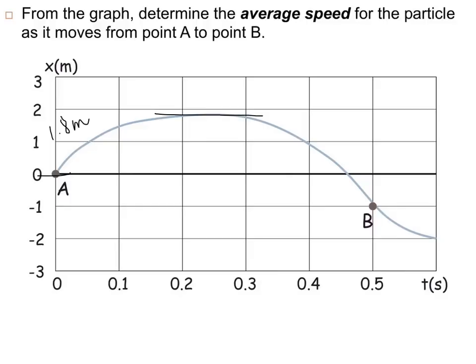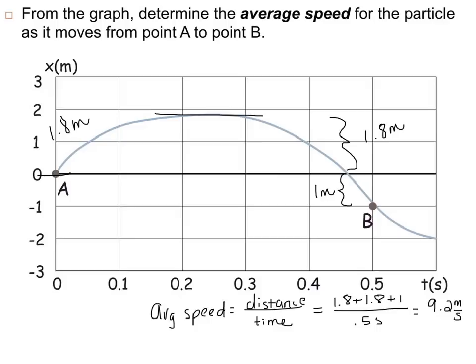You can go ahead and say 1.9 also, that's okay too. From here to here, we traveled another 1.8 meters. And from here to here, we traveled 1 meter. Yes, it is in the negative direction, but for speed, we're only concerned about positives, because it is a scalar. Putting it all together, our average speed is distance over time, which is 1.8 meters plus 1.8 meters plus 1 divided by 0.5 seconds, the total time it takes to travel from point A to point B, giving us 9.2 meters per second.